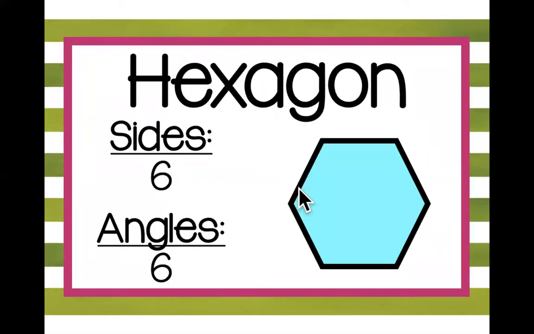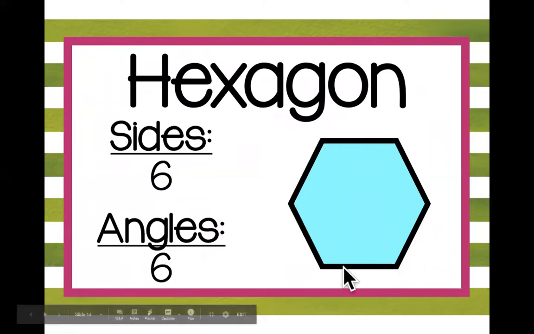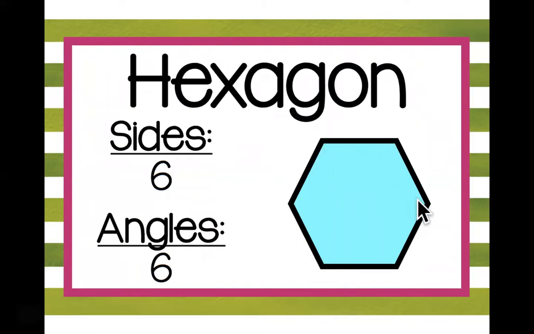A hexagon, and remember from our song, a good way to remember a hexagon means 6 is that they both have that X in it. So a hexagon has 6 sides, 1, 2, 3, 4, 5, 6, and 6 angles, 1, 2, 3, 4, 5, 6.